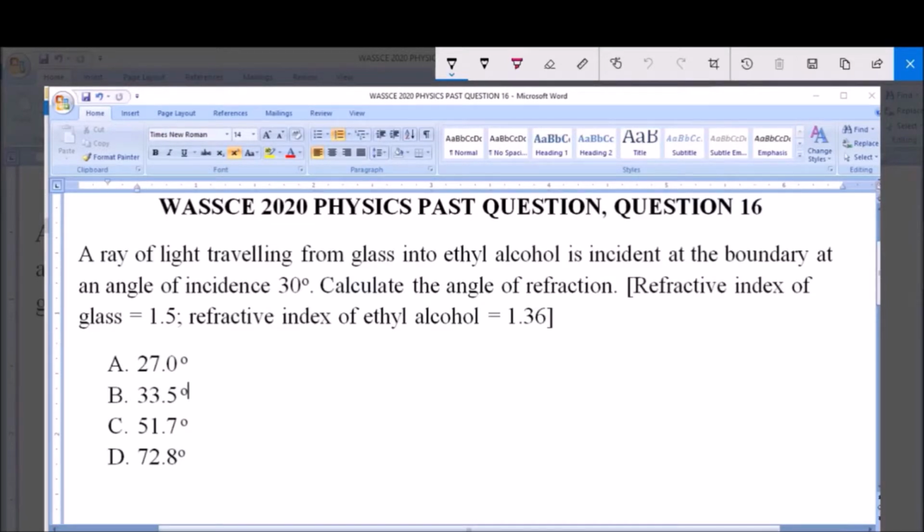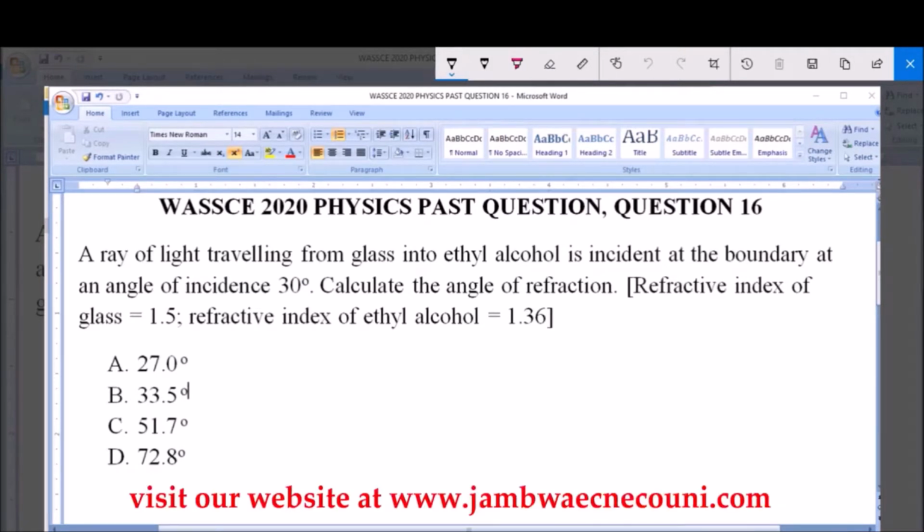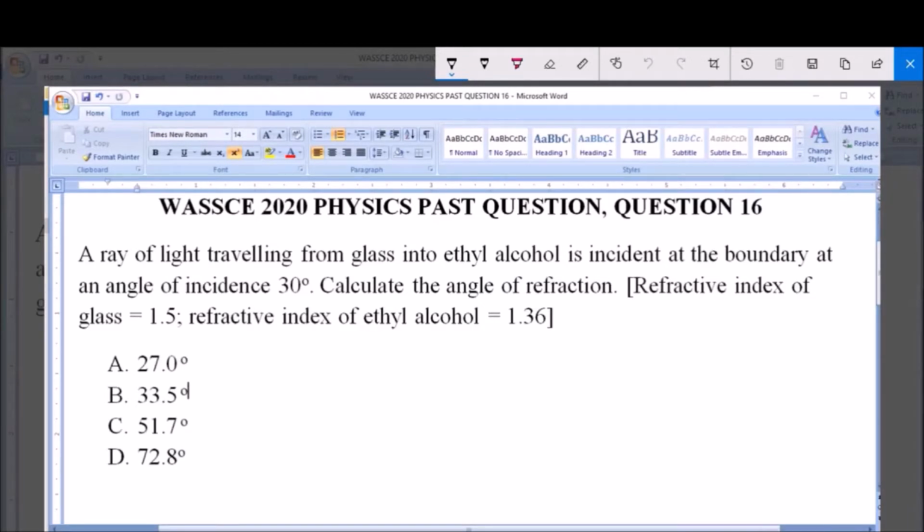The angle of refraction. Now for us to calculate the angle of refraction, we must know the refractive index of this boundary where the light ray actually crosses. Remember the refractive index for glass, that is of the light moving from air to glass, is 1.5, and the refractive index of light moving from air to ethyl alcohol is 1.36. Now we'll have to find the refractive index of the light moving from glass to ethyl alcohol.